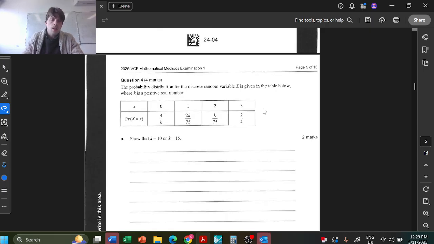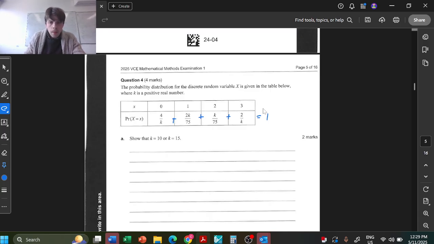Okay, moving on to the next question, we have this little one here. We have a probability distribution function. With regards to probability density functions, the sum of all of the probabilities needs to equal 1. So if we add up all of these little fractions here, we should get 1. So let us do that and see if we can simplify it down.